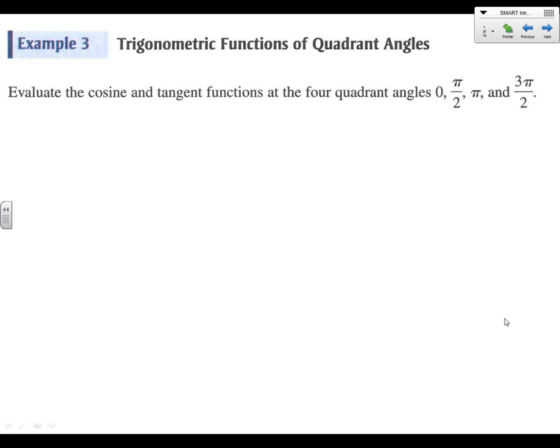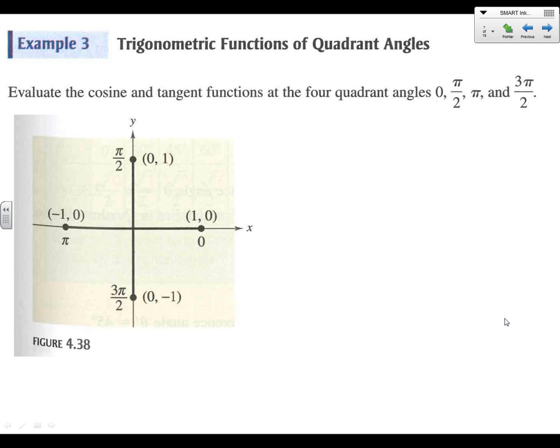Alright, example 3 is the same thing. We're going to do cosine and tangent at the 4 quadrant angles. So, looking at our 4 quadrant angles, 0, pi over 2, or 90 degrees, pi, which is the same as 180 degrees, we label them here. This is also 90 degrees, and down here 3 pi over 2, which is 270 degrees. And so we want to find the cosine and the tangent at all of these.